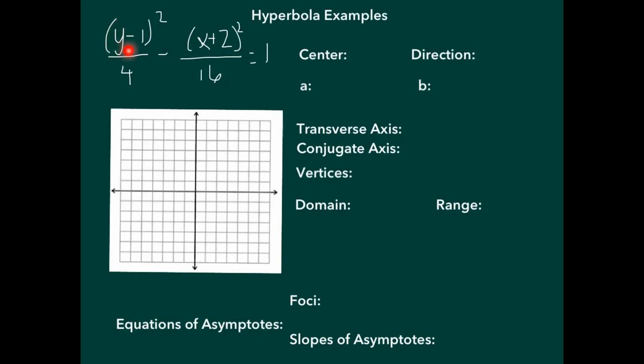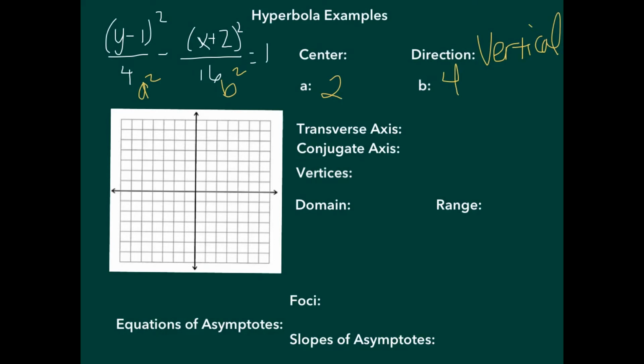Because the y is first, that means it's going to be vertical now. So we're going to move our a vertically. Our a squared is first, and our b squared is this one. So see how this time our a is smaller than our b, and that's okay in hyperbolas. So that means our a is 2 and our b is 4.